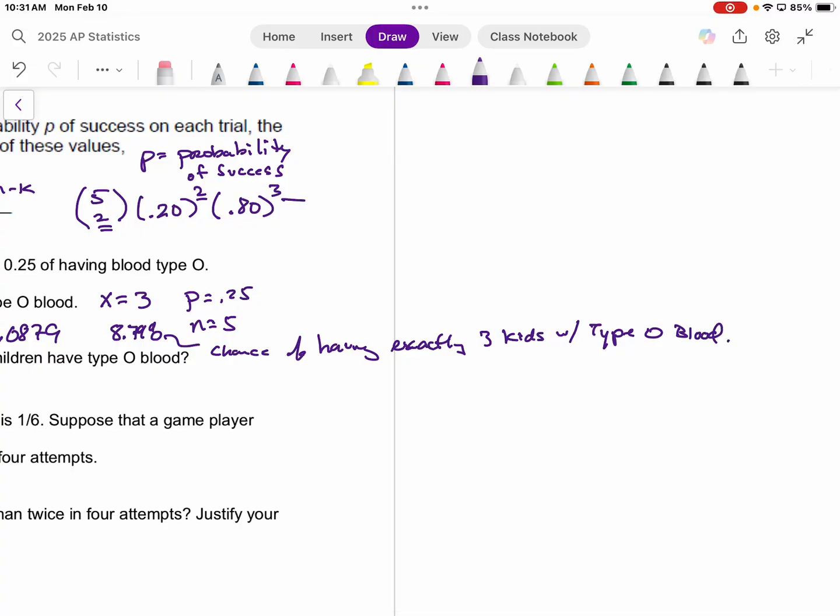Not a high percentage, but it's still possible. It's not like microscopic or minute. It's still an 8% chance that 3 of the 5 kids would have it. We didn't ask what order. They didn't ask us that kind of stuff. That's a different ballgame. All right.